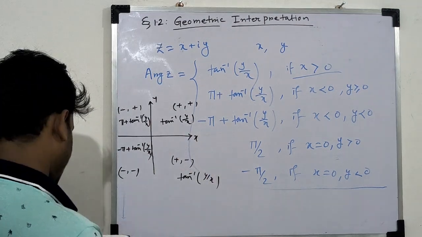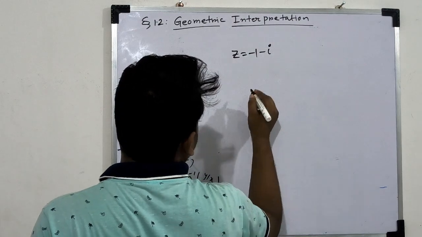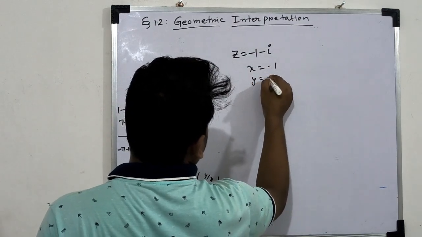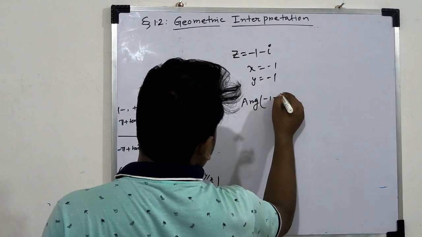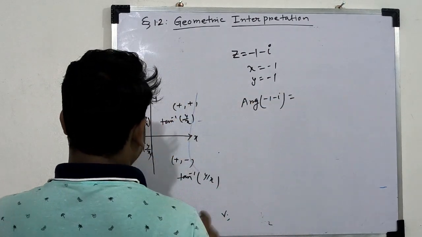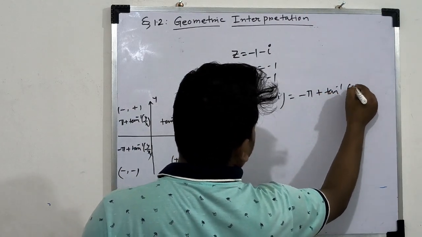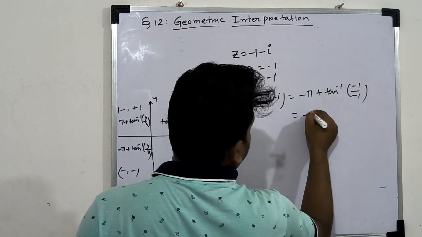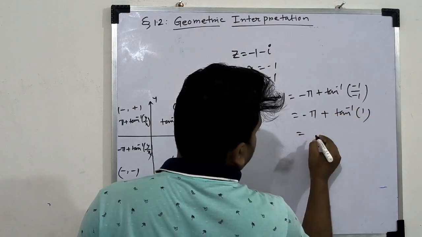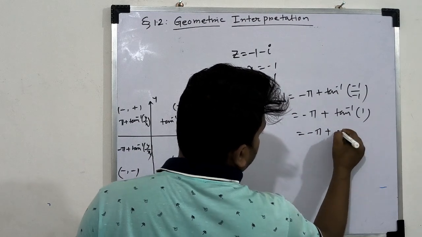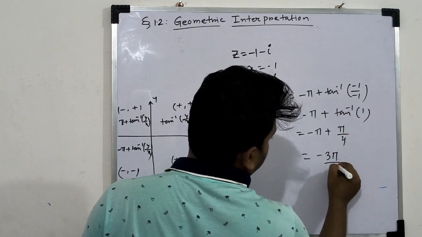So these are the relations. Let us take another example, z equal to minus 1 minus i, so x equal to minus 1, y equal to minus 1. Both are negative, so the argument of minus 1 minus i becomes minus pi plus tan inverse y by x, that is minus pi plus tan inverse 1. Tan inverse 1 means pi by 4, so this becomes minus 3 pi by 4.